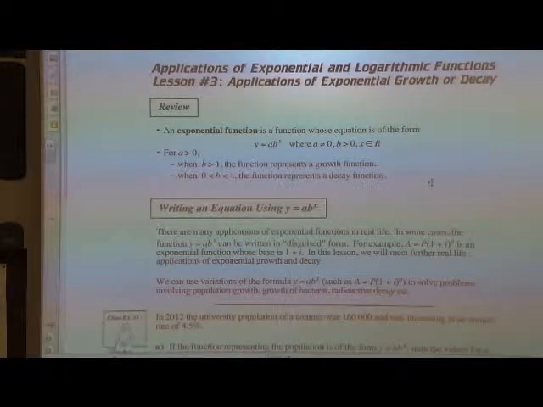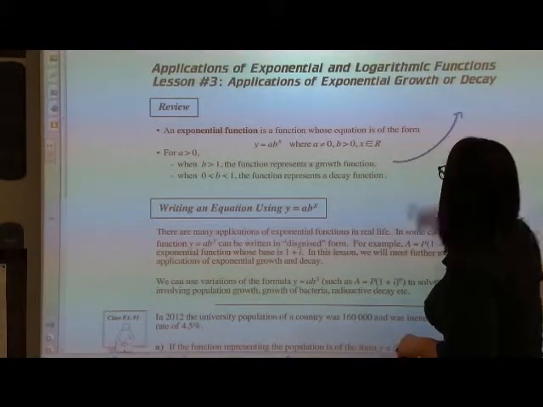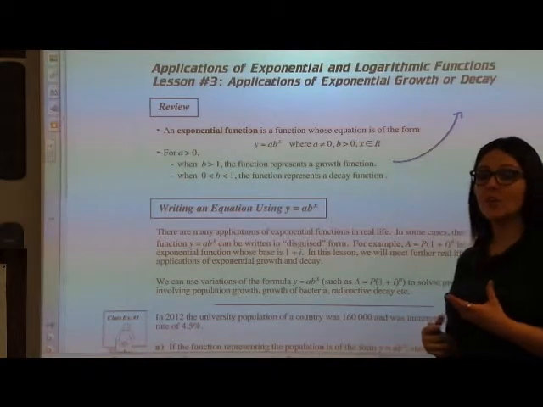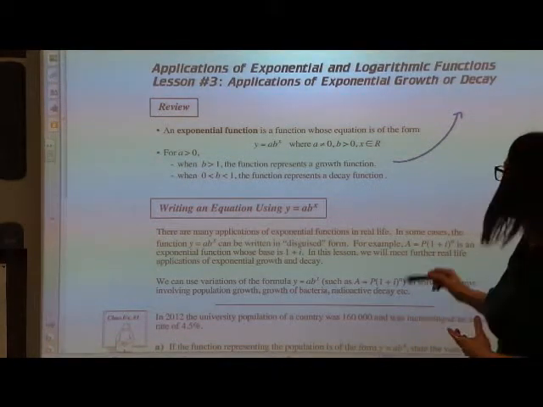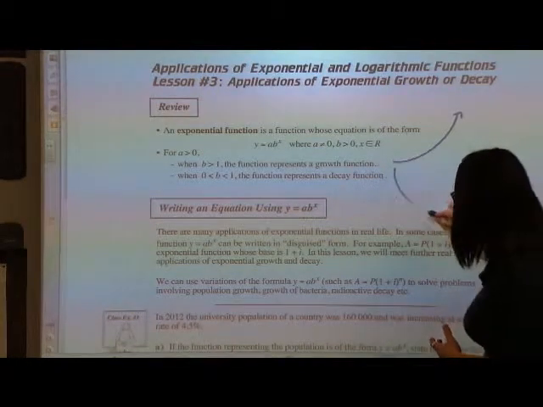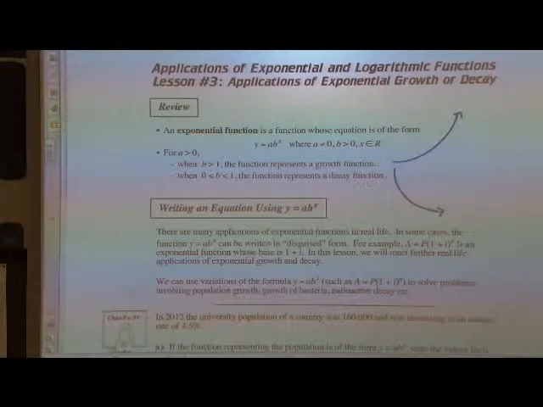When the value of a is greater than 0 and the value of b is greater than 1, I get a growth function. So I get a graph that goes like this. When the value of b is between 0 and 1, I get a decay function. So the decay function drops like this. And that's when my value of a is positive. When my value of a is negative, then I've got that reflection that I have to watch out for.